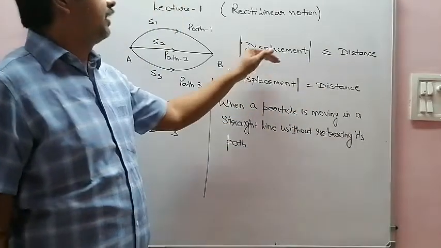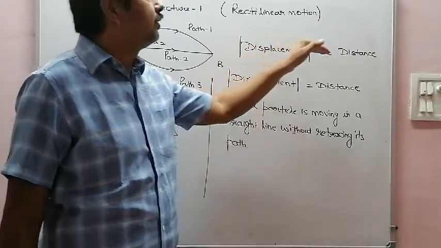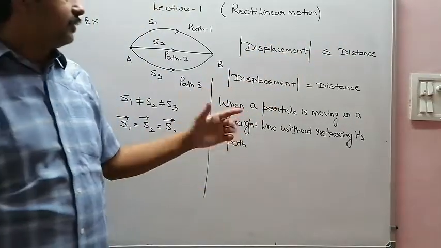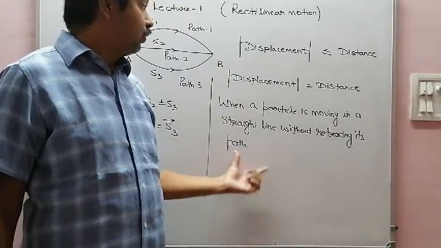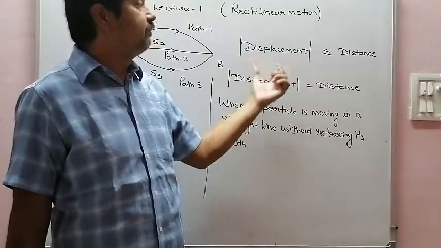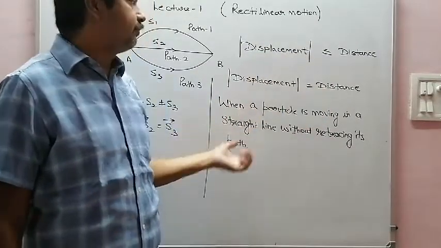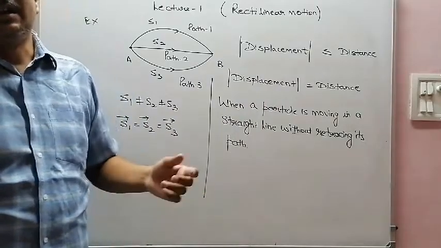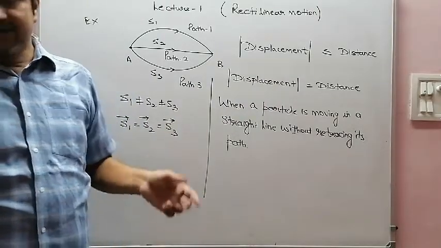Otherwise, the magnitude of displacement will always be less than distance. Clear? This is the most important point: when the magnitude of displacement will be equal to distance and when it will be less than distance. And one more important point, the magnitude of displacement can never be greater than distance. Okay?